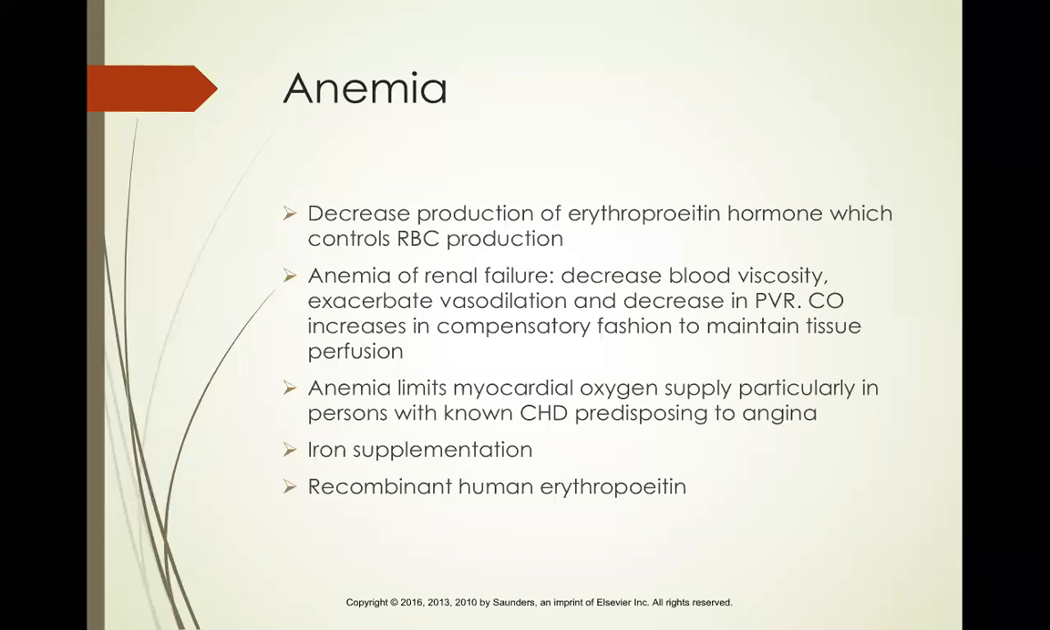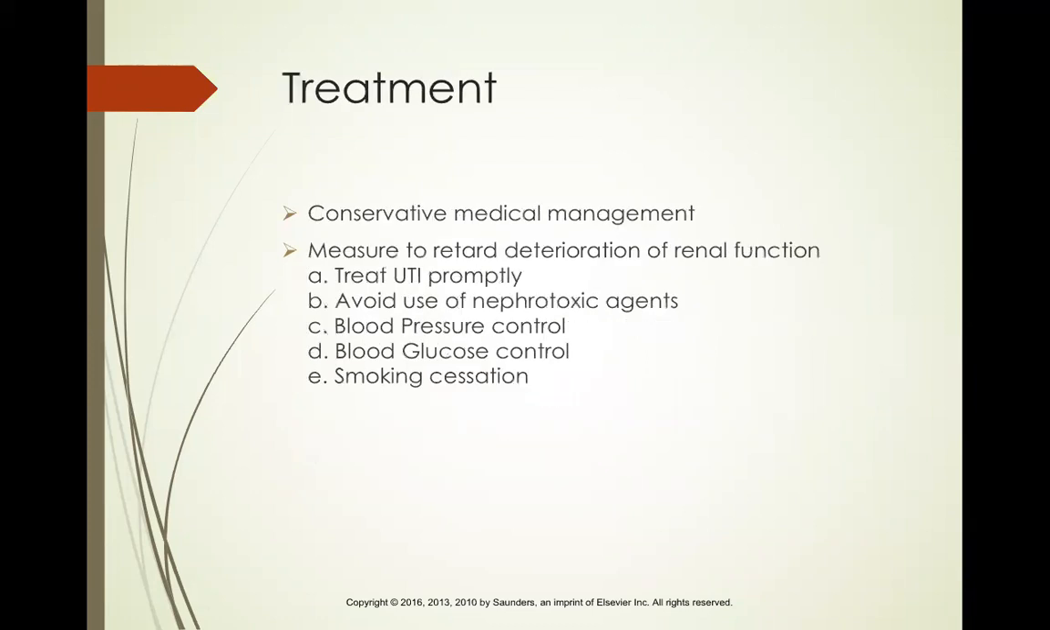Some of the things they do is they give iron supplementation to make the hemoglobin stronger and recombinant human erythropoietin, or Epogen, to stimulate the bone marrow. The treatment is conservative medical management. Measures to reduce the deterioration of renal function: if there is any UTI, it's treated promptly. Avoid the use of nephrotoxic agents, good blood pressure control, good glucose control, and smoking cessation.